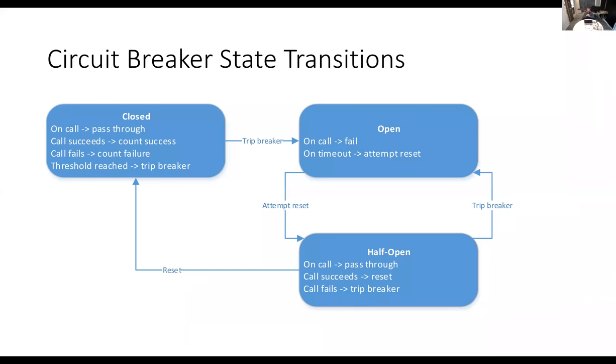But it's got to watch the calls for a little while, and it's going to start letting some of the calls through, and it's going to watch and make sure they're passing. And if they are passing, then it's going to reset the circuit breaker, go back to closed, and try to return the system to normal operation. If they keep failing, then it's going to return back to the open state and fail fast all of the calls.